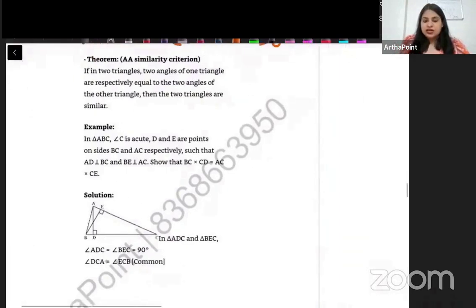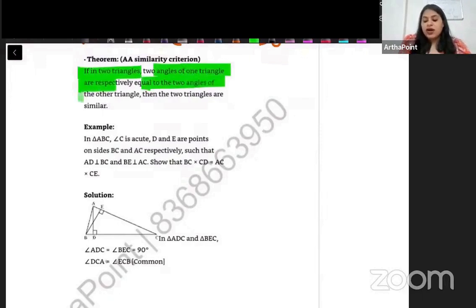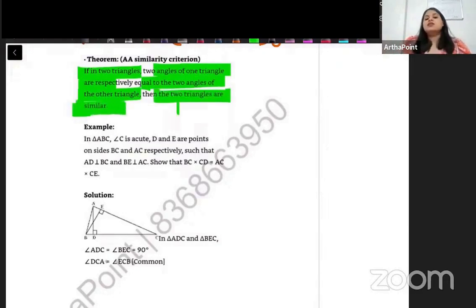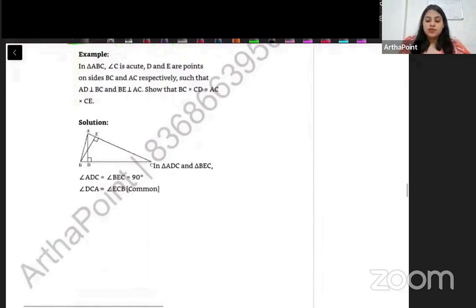Similarly, we have another theorem which is called the AA similarity criteria. If in two triangles, two angles of one triangle are equal to two angles of the other, then the third will automatically be equal because the sum is 180. Then the two triangles are similar. Okay beta. Let's take a question to solve this.